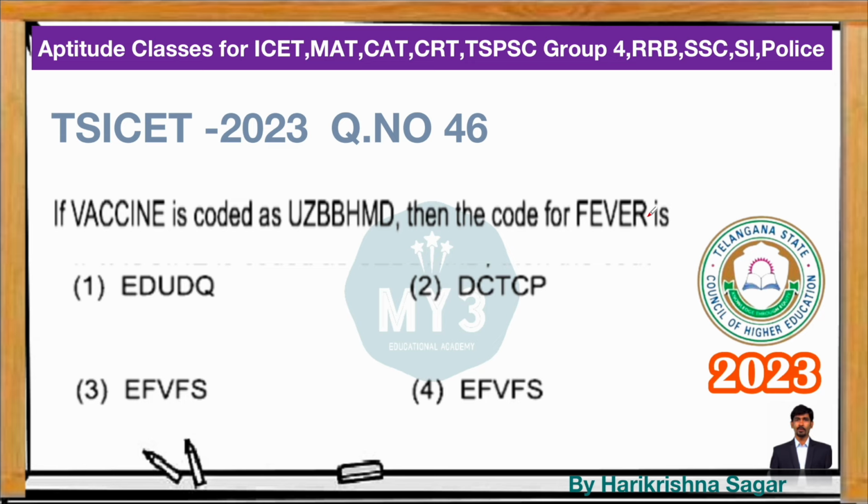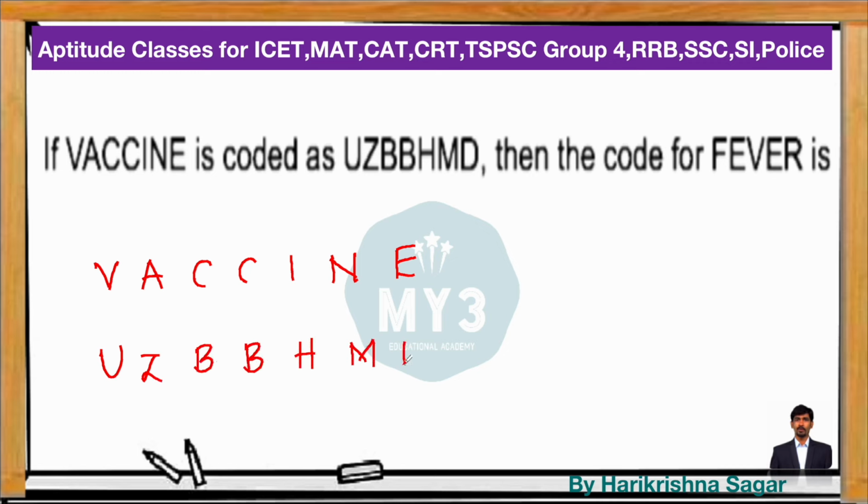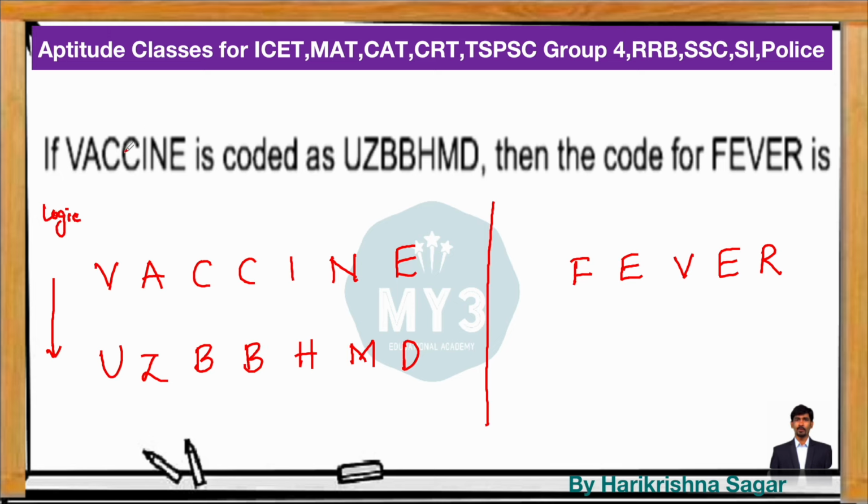So first observe, vaccine is coded as this. I am just trying to write here, vaccine, V-A-C-C-I-N-E. Vaccine is coded as U-Z-B-B-H-M-D. Then how the word fever is coded is the question. So I always suggest, when you are solving this type of questions, it is always suggested to write the codes like this in the vertical format, so that you can easily identify the pattern instead of writing in the horizontal pattern. So first observe what is the logic which is available in this first given reference. Use the same logic to get your answer.